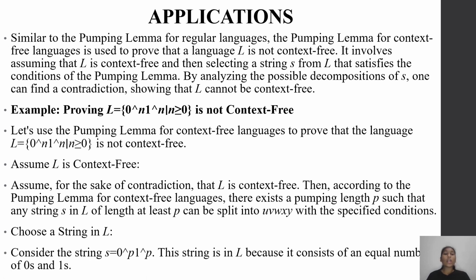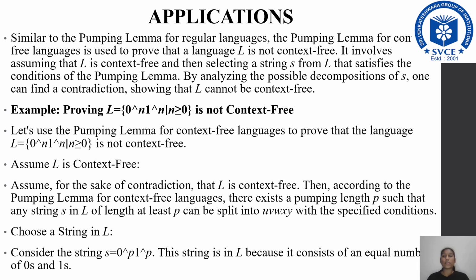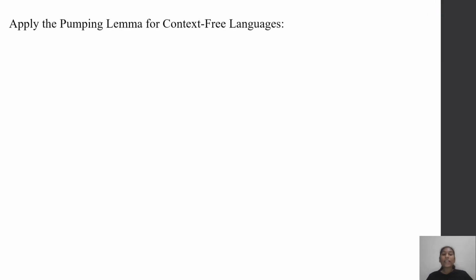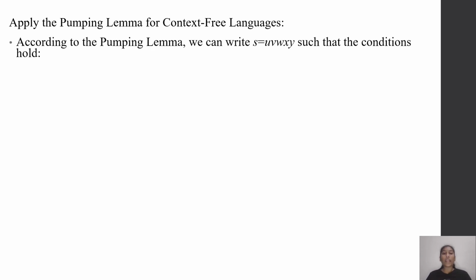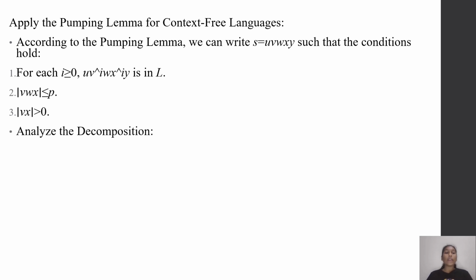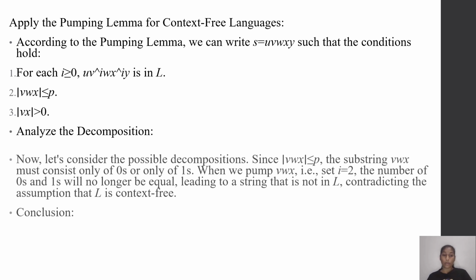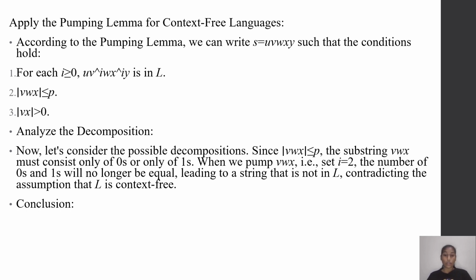Let us assume our string is 0^P 1^P, because it has an equal number of zeros and ones. Now, applying the pumping lemma for context-free languages, we can write S equal to u v w x y such that the following conditions hold: u v^i w x^i y is in L; |vwx| should be less than or equal to P; and |vx| should be greater than 0. Now, we shall analyze the decomposition. Let us consider the possible decompositions.